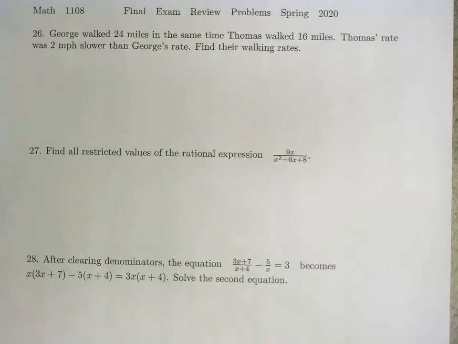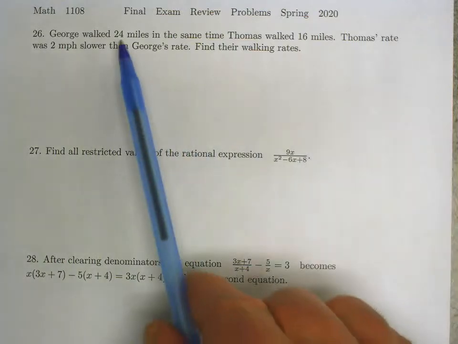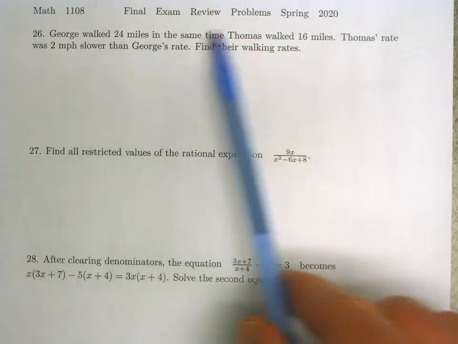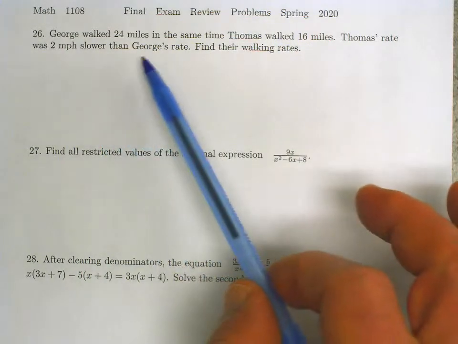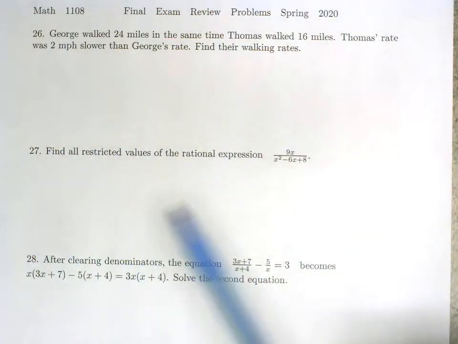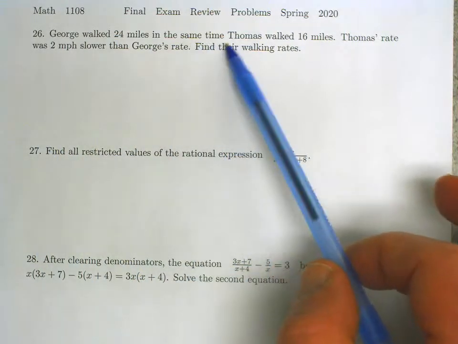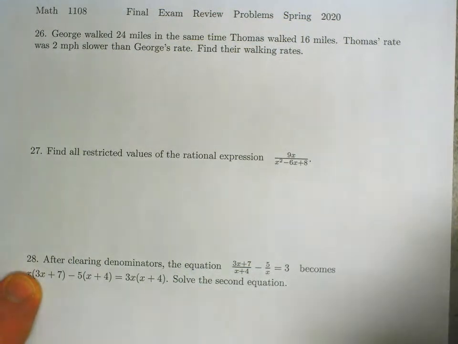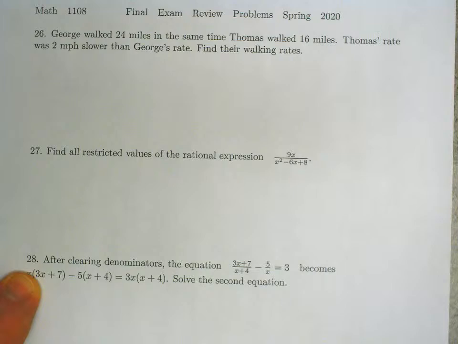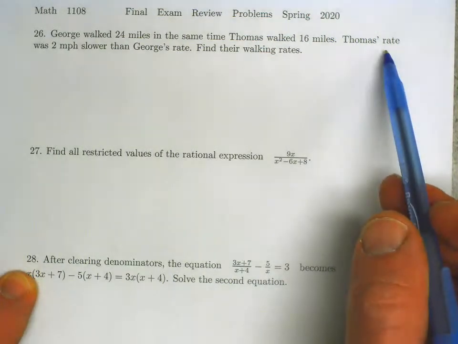Okay, so this problem involves equations that have the form rate times time equals distance. So that's pretty apparent because a distance of 24 miles and a distance of 16 miles are mentioned, and Thomas's rate and George's rate are mentioned. Time is mentioned. So rate times time equals distance. So we'll write one of those, rate times time equals distance, for George and for Thomas. We want to find their rates.